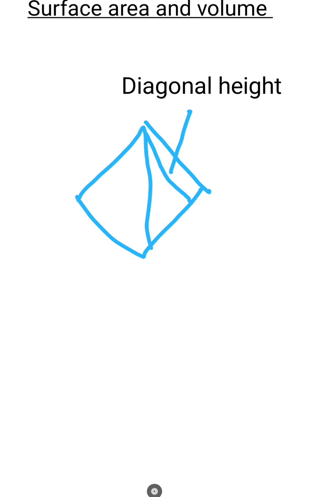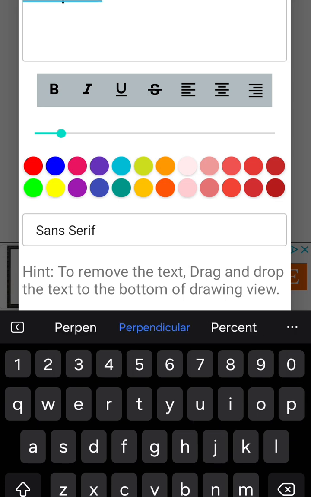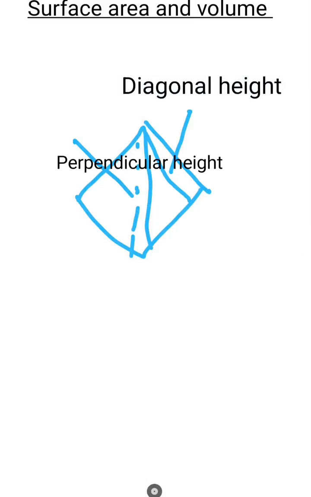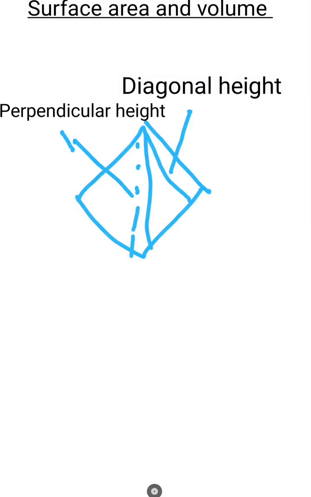And then this dotted line, or dashed line, that is the perpendicular height. Perpendicular meaning at an intersection or right angle. And then base, you can just put B and then width. So as we've got that, let's ask you a question.